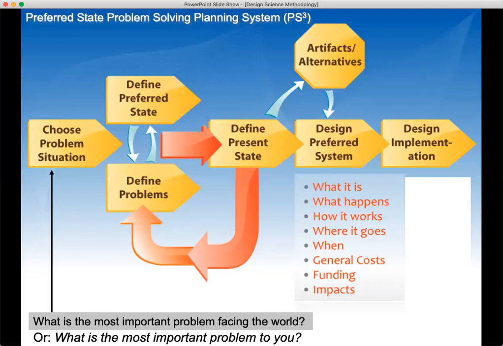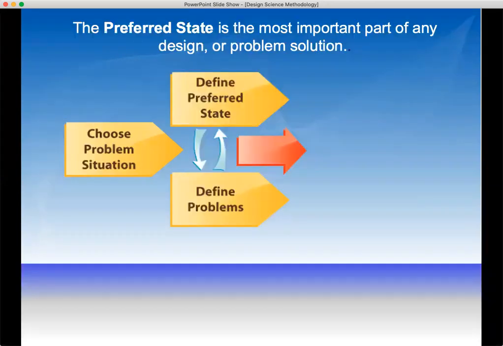And then to design the implementation, before you can have that solution that you come up with impact the world, you've got to test it, you've got to prototype it, refine it so that it's ready to be scaled and move up into the world at a scale that will impact the systems that you're trying to change. So moving into this a little bit more specifically, the preferred state is the most important part of any design or problem solution.